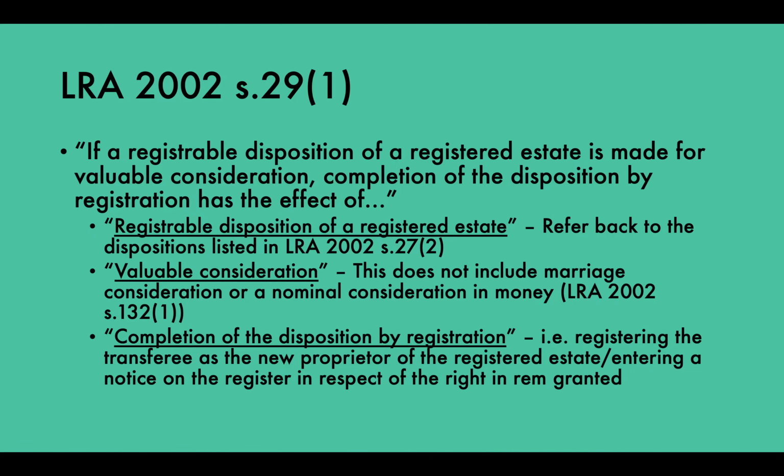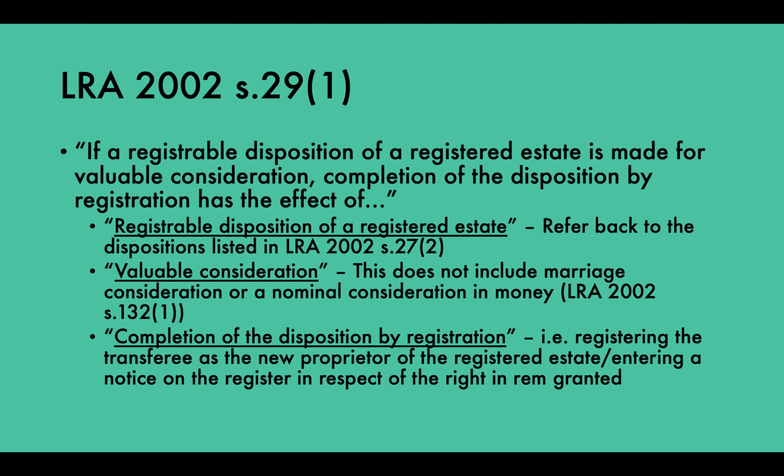So, registrable disposition of a registered estate. This links into section 27, which lists those registrable dispositions of a registered estate. For example, the transfer of the freehold is a registrable disposition, the grant of an easement is a registrable disposition, and the grant of a lease of over 7 years is also one of our registrable dispositions. And then we've got the idea of valuable consideration. So this is just simply put, money. For example, if an easement is granted, which is one of our registrable dispositions, in exchange for money, then that would be valuable consideration.